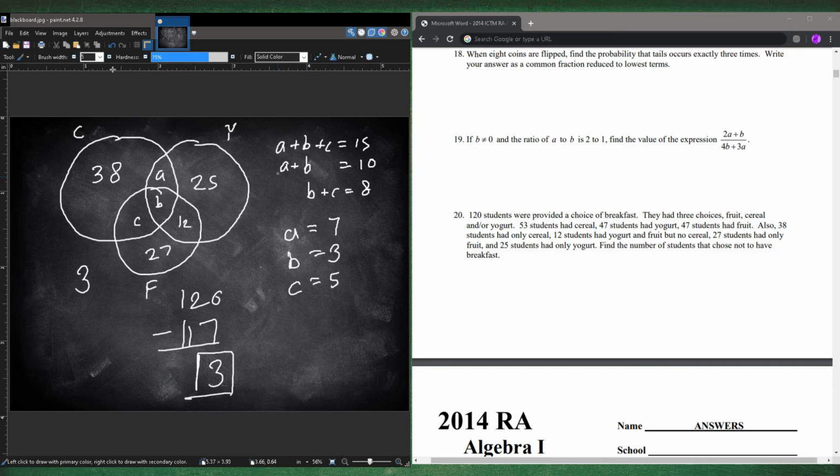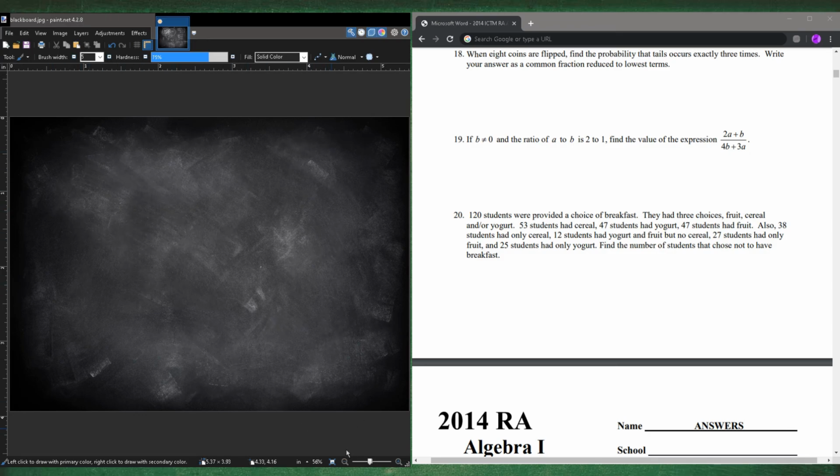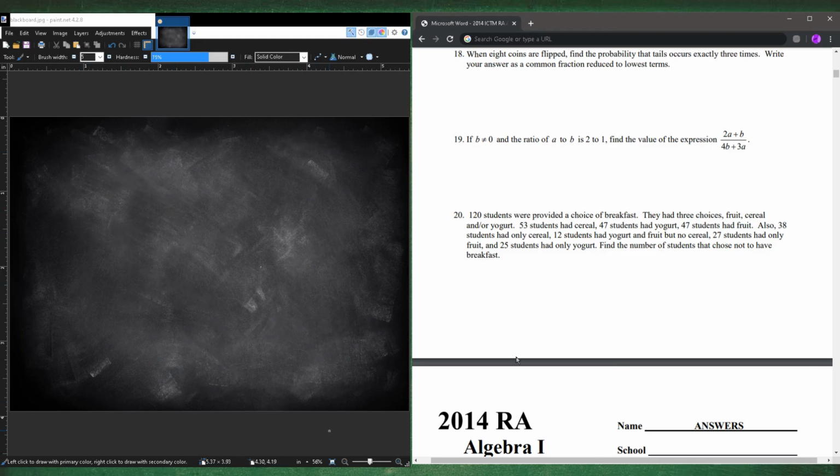So another way to do this instead of doing all this math is that you already know that 53 had cereal. So this entire circle over here is 53. All we need is 53 plus that 25 plus that 12 plus that 27. That should get you the same number, 117. And you can subtract. Instead of looking for the individual parts, you don't need it because you already got the entire part. That's another way to save time.